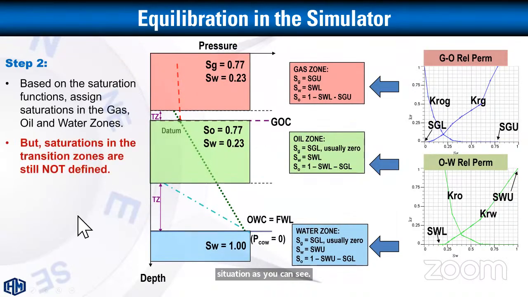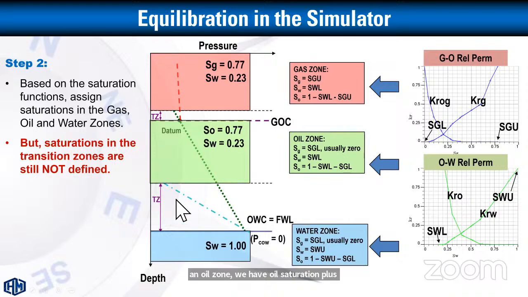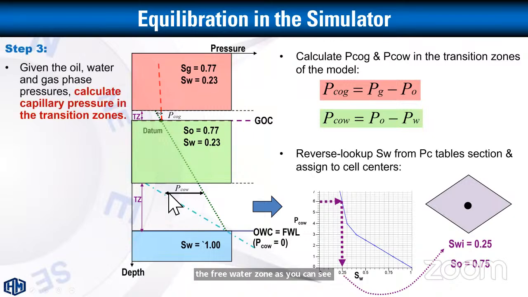So in this clean gas zone, we have no problem because we have gas saturation plus SWI. And in the oil zone, we have oil saturation plus SWI. But the problem will be in this area in between, or the transition zone, between this clean oil zone and the free water zone, as you can see. At this depth, you can calculate the oil-water capillary pressure using this equation.